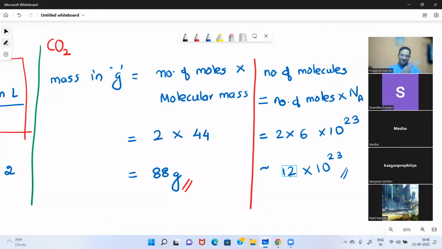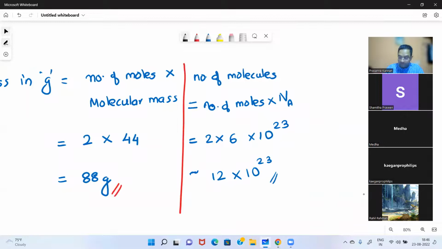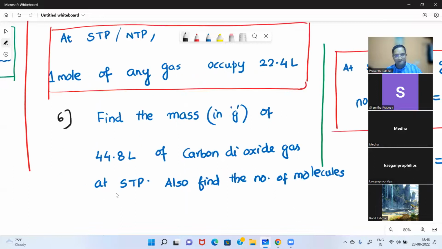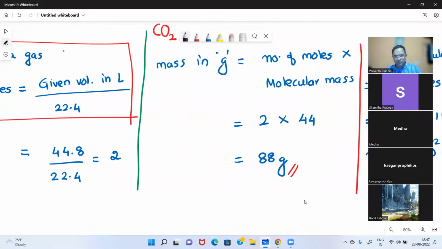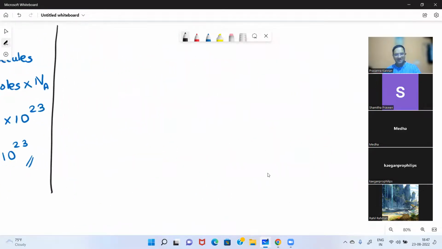And you can also do the reverse. I guess you can do that on your own. Maybe I'll just give a small question on that, and then we'll proceed to mole fraction, molarity, and molality. Okay, so let's do the next question, where I give you the mass and you should find out how many liters it occupies.